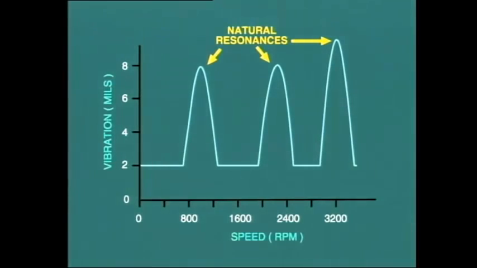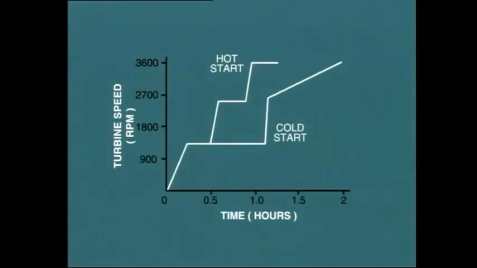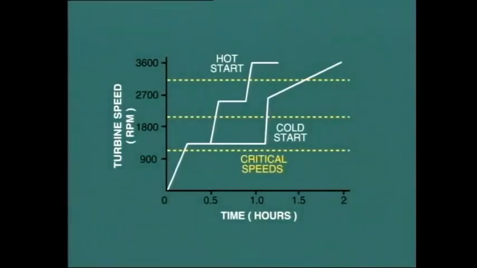perhaps other components. In order to avoid this situation, we must pass as quickly as possible through the critical speeds during the run-up. But what are these critical speeds? Well, as our rotating mass is made up of several rotors, for example, the high-pressure and low-pressure turbine rotors and the generator rotor, we may have several critical speeds. The specific speeds will be indicated by the manufacturer.